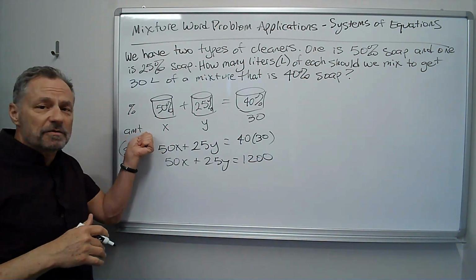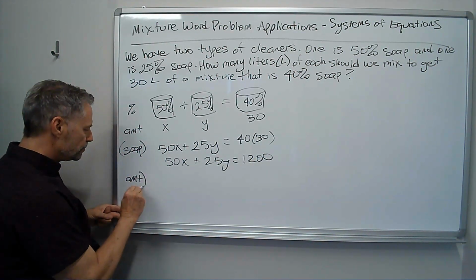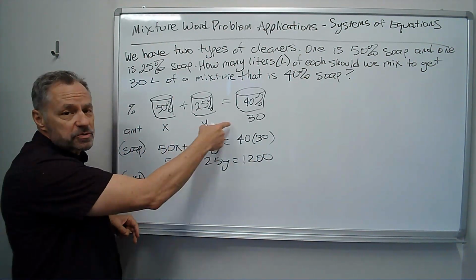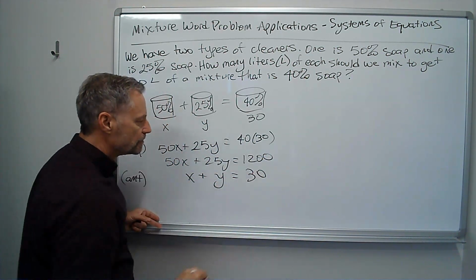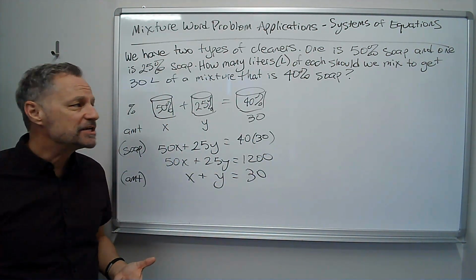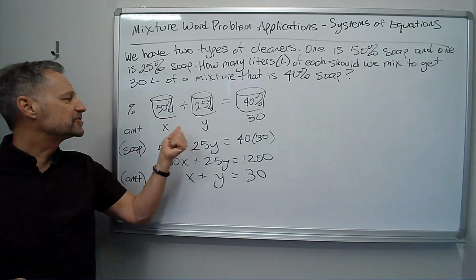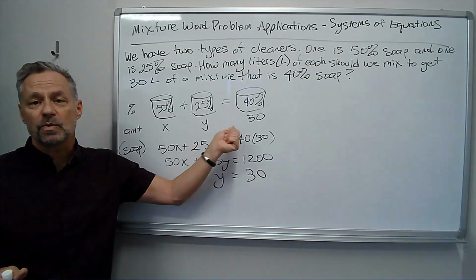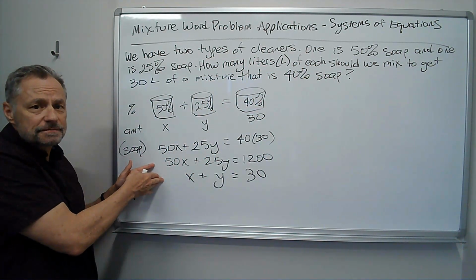The other one is just from the total amount. And it's just x plus y equals 30. And so now I've got my two equations. This one, don't forget about this. If there's 30 liters altogether, and we have x liters plus y liters, that has to be the 30. Those are my two equations.